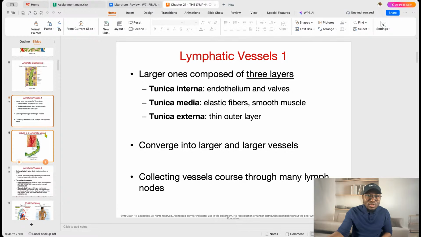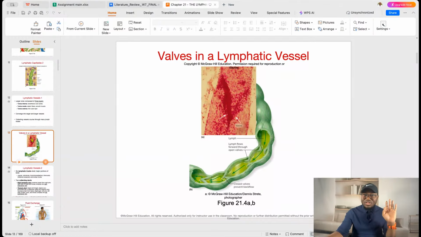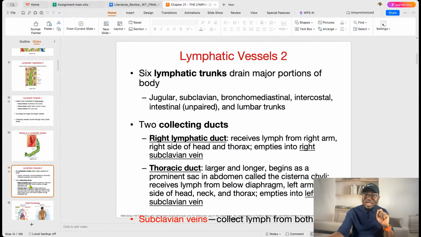Now I'm jumping. Like when we did arterial vessels and venous vessels, we discussed their layers. The lymphatic vessels still have almost exactly the same layers: tunica interna, tunica media, and tunica externa. That's the same thing that the lymphatic vessels have. If you look at the histology, you will understand what I'm talking about.